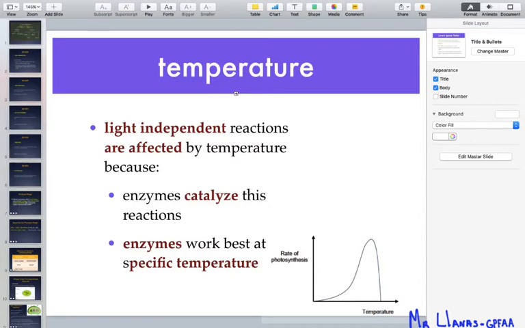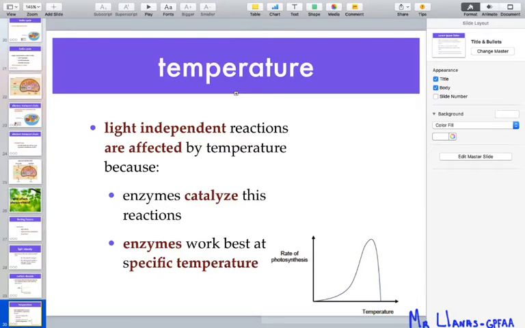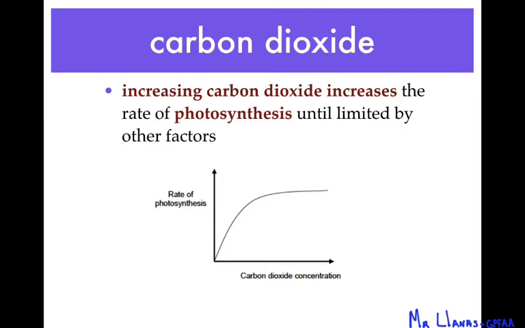Again, those are the factors that impact photosynthesis. Carbon dioxide, which I mentioned earlier using the graph for light intensity: as it increases, you can see that eventually it levels off and the rate is not going to be able to increase anymore.